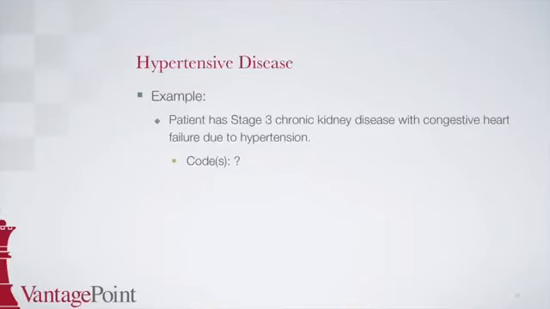Now let's do a hypertensive disease example. Patient has stage 3 chronic kidney disease with congestive heart failure due to hypertension. How would you code this? Please pause the webinar to complete this example and then hit play to continue and learn the answer.